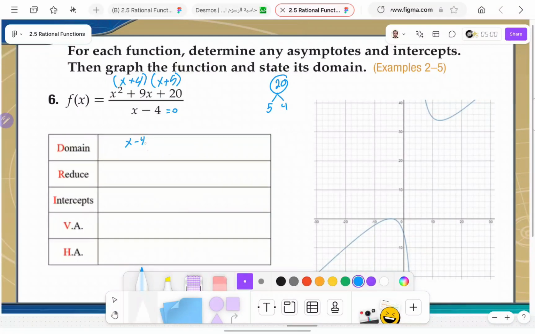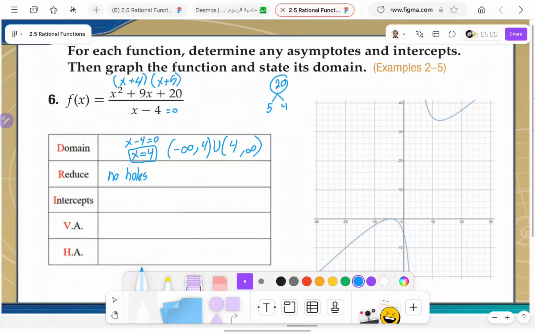That means x is not equal to, sorry, x equals 4. I mean for the domain, the 4 is the excluded value. From negative infinity to 4, then union from 4 to positive infinity. Now how about the reducing? As you can see, can I simplify or cancel anything from the numerator and denominator? No. So we can just mention that there are no holes.